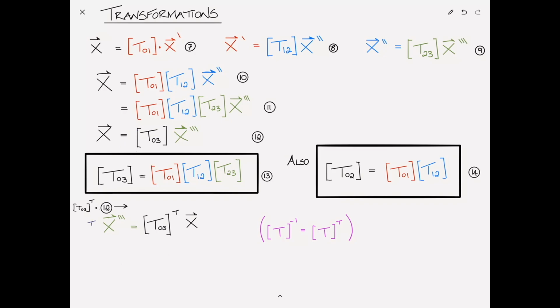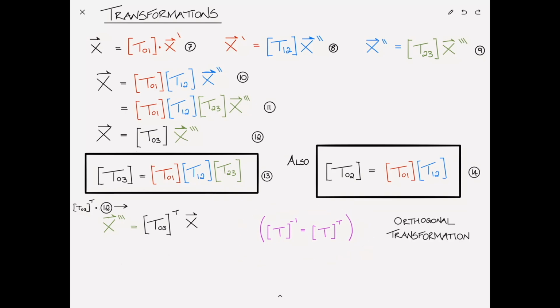I've left it out, but in fact, we should have the identity matrix here. And then I've just rewritten this equation by taking x triple prime to the other side. So on the left-hand side, which is now the right-hand side, I have T03 transpose times x. And on the right-hand side, these cancel because of our property of orthogonality. Let me just write that in here.